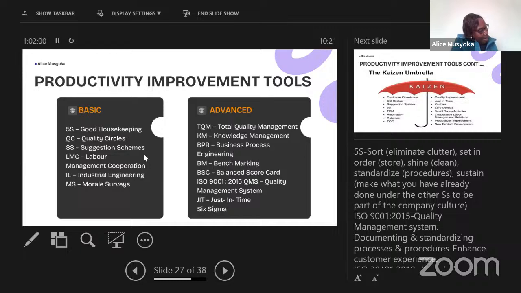Suggestion schemes are a program which asks employees to submit their suggestions on how to improve the company products and services. The company then evaluates the suggestions and decides which ones to implement. These are basic tools. Then we have LMC, which is Labor Management Cooperation, an intensive program designed to facilitate the union management partnership. That is what we mean by Labor Management Cooperation.